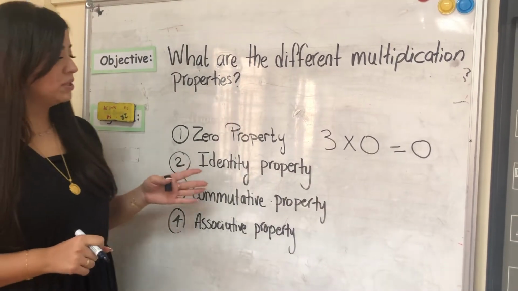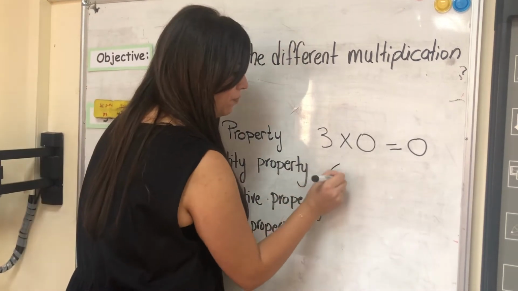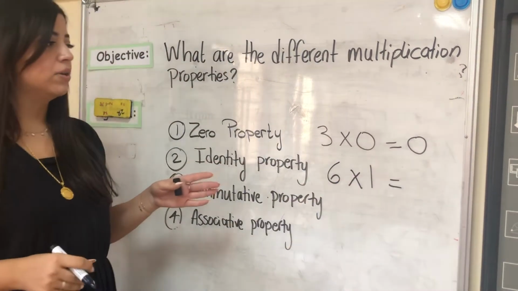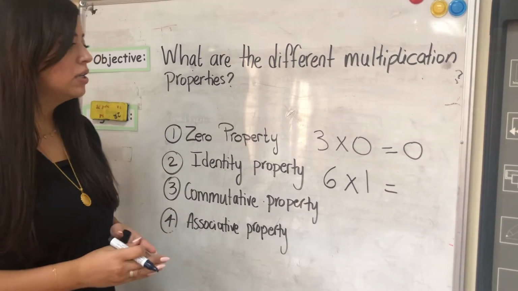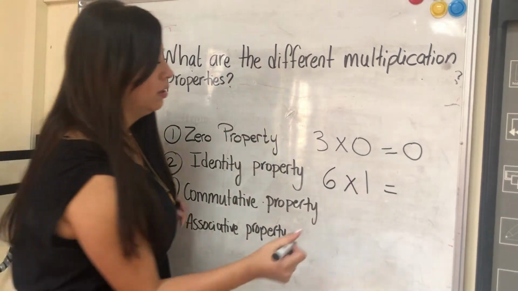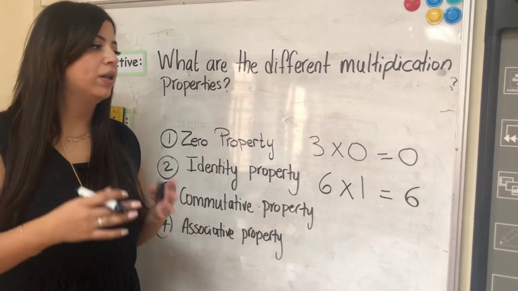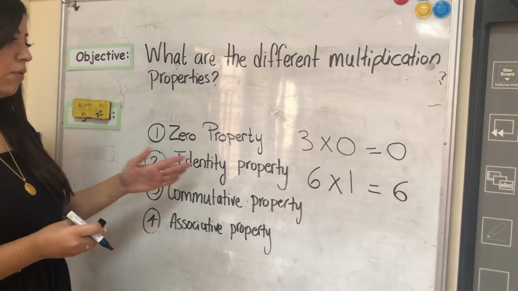Our second property is called the identity property. It's when we take a number and we multiply it by 1. Now, in the identity property, any number multiplied by 1 always gives me the same number. So 6 multiplied by 1 will give me 6. If I multiply 7 by 1 or 10 by 1 or any number by 1, it always gives me the same number. This is our second property.